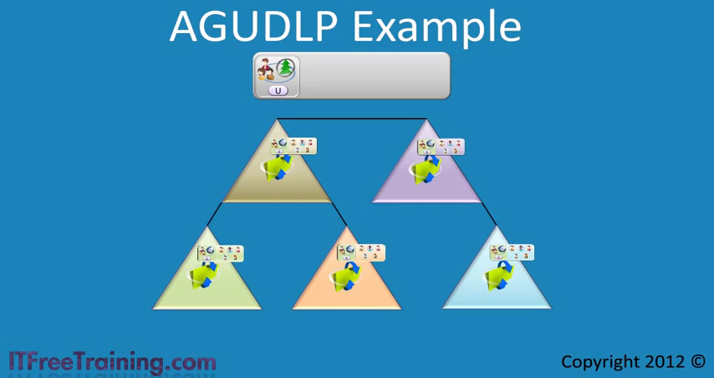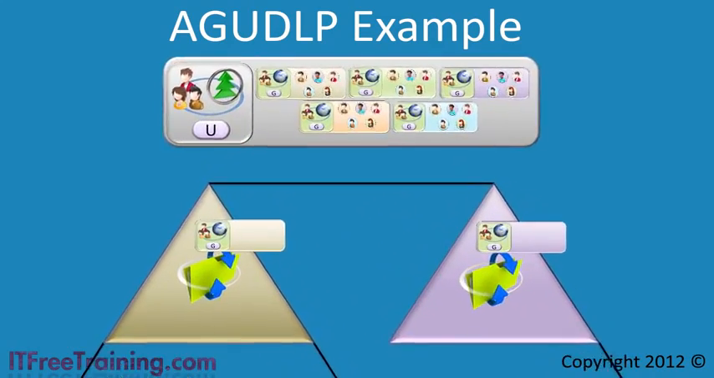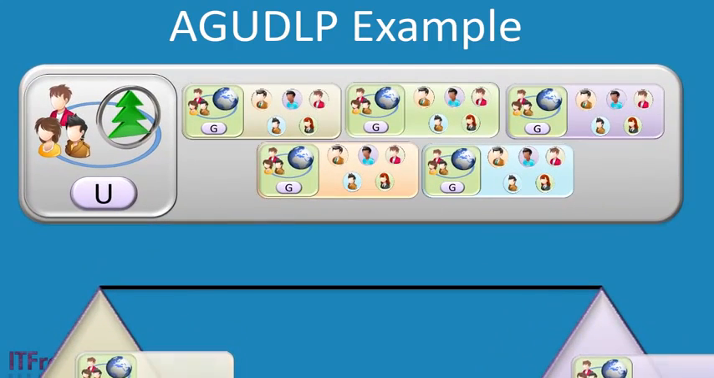Users that need to be added to each group will have to go through the approval process for their company to be added to the group. Next, these global groups are added to the universal group. The universal group acts as a container for all the global groups.